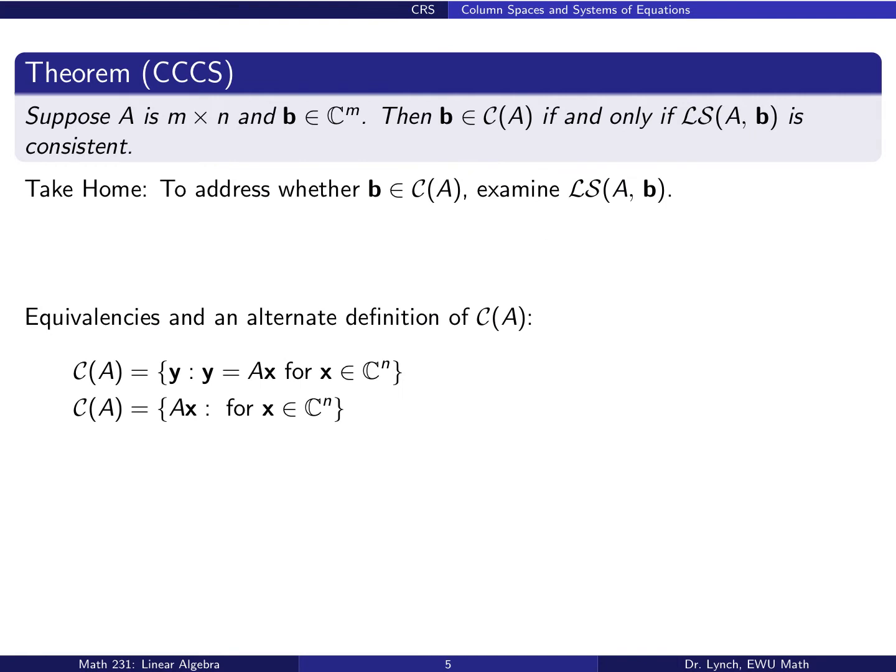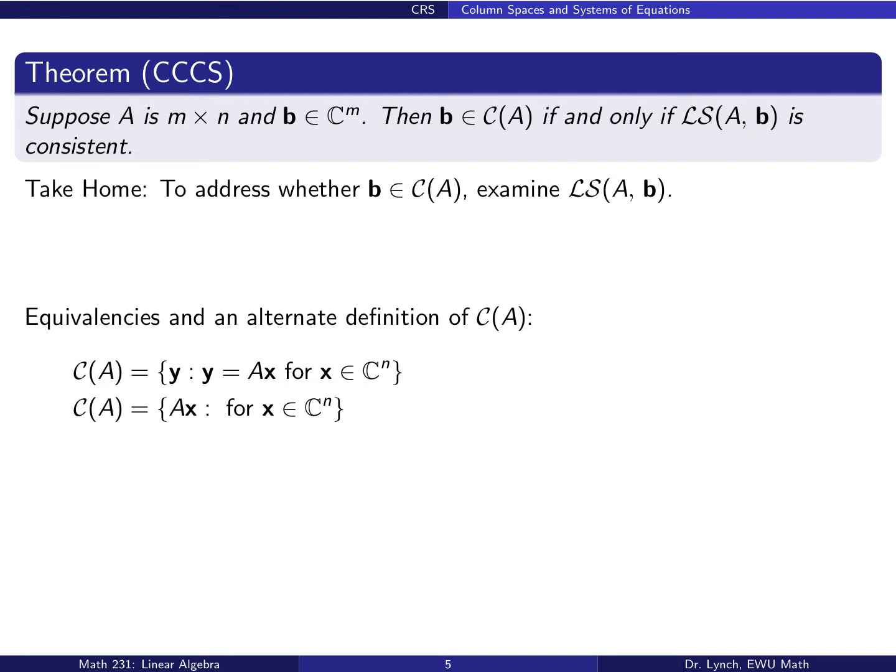So here's the take-home message. To address whether B is in the column space of A, we'll have a look at the associated linear system with vector of constants B and matrix of coefficients A. A couple equivalent statements here for alternate definitions of the column space. Sometimes we write it as the set of all y such that y is equal to Ax, or sometimes we just express it as the set of all Ax.